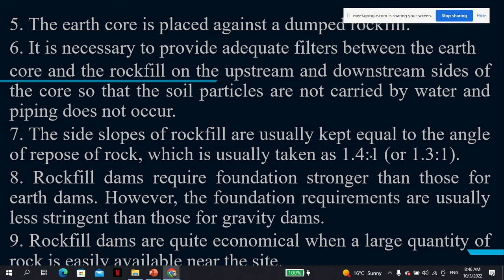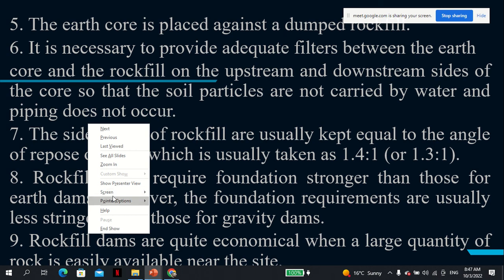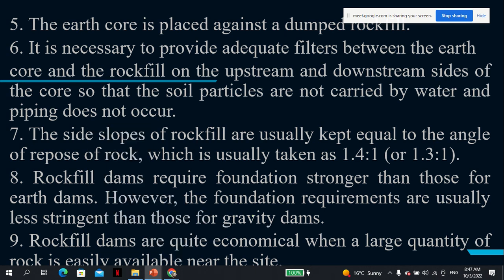The side slopes of rockfill are usually kept equal to the angle of repose of rock, which is usually taken as 1.4 to 1. The angle of repose is, let me use a simple example, if you are to pour sugar or salt or cooking flour to make a heap, all of those things will form something like this on your table or wherever. So the angle of repose is this angle here. Of course, it should be the same for the two sides. That's the angle of repose, and it has something to do with the angle of friction, but that's beside the point.